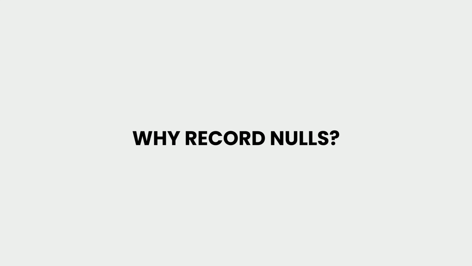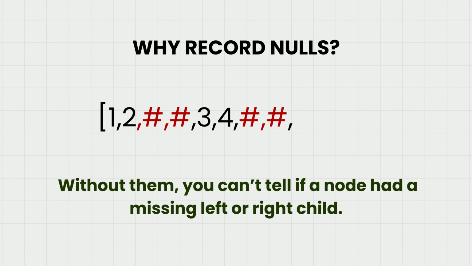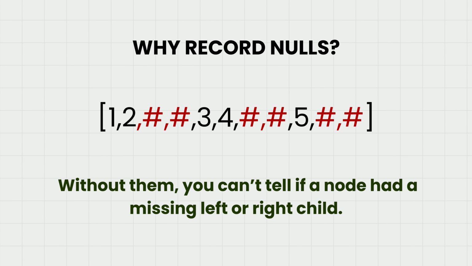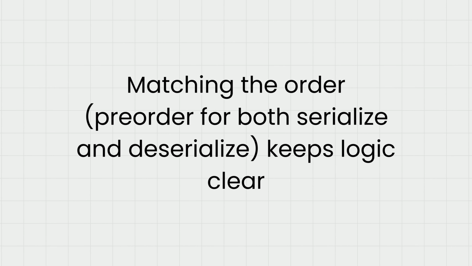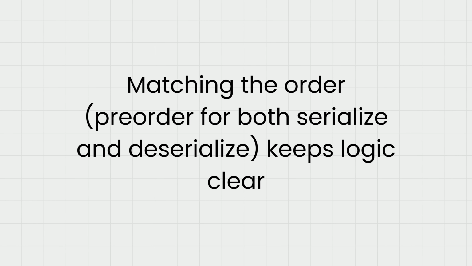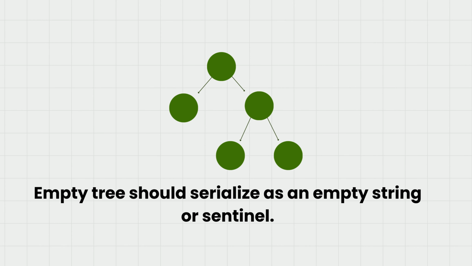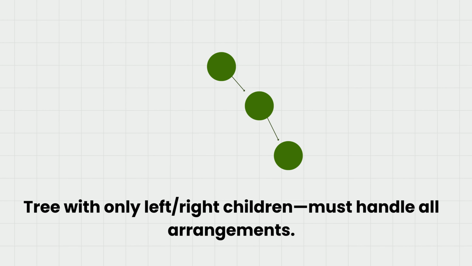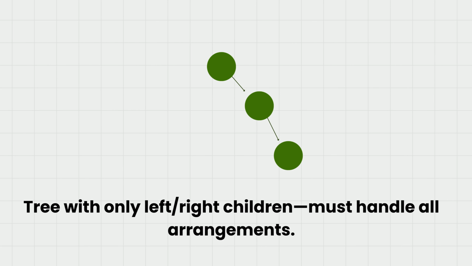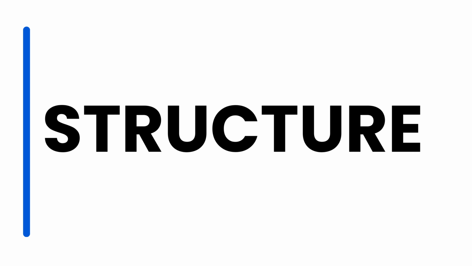Let's clarify. Why record nulls? Without them, you can't tell if a node had a missing left or right child. Matching the order, preorder for both serialize and deserialize, keeps logic clear. Edge cases: an empty tree should serialize as an empty string or sentinel. A tree with only left or right children must handle all arrangements.